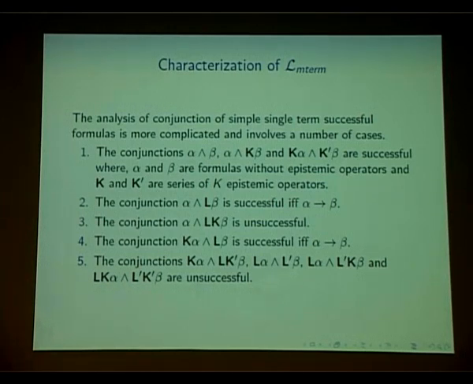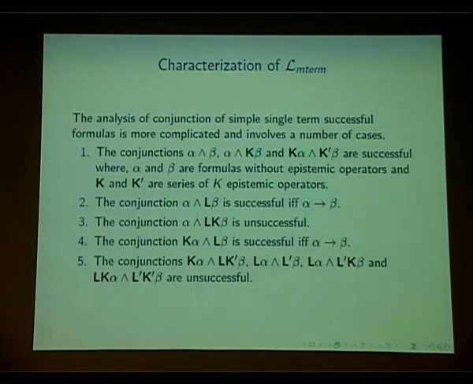One thing to notice here is the formulas which are unsuccessful usually have a K operator in the scope of an L operator. So if you see number 4 or number 3, for instance, the reason for unsuccessfulness is a K operator being in the scope of an L operator, and so on. But again, you have to look at different cases and do this case by case characterization. Now the ideas are not very complicated, and the reason is that we have restricted this class.